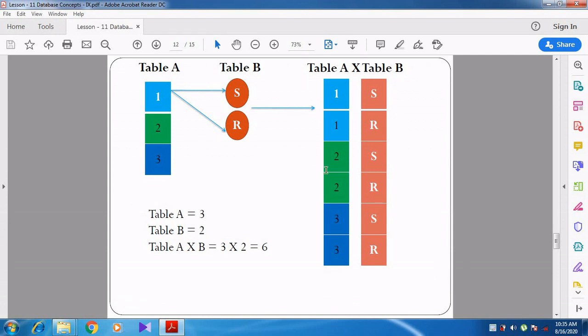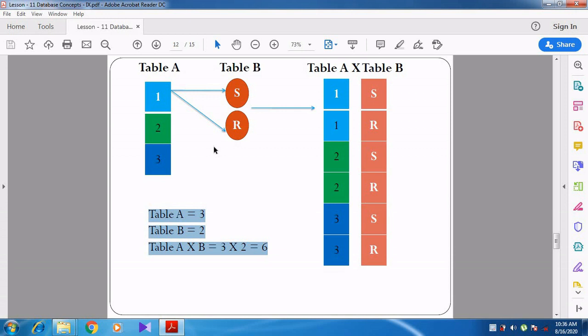Now you can see the pictorial representation. Here you see table A contains 3 rows, that is 3 tuples. Table B contains 2 tuples. But when I combine A cross product B, now what happens? 3 rows should be multiplied by 2 rows in table B. So now what will happen? It will be formed as 6 rows.